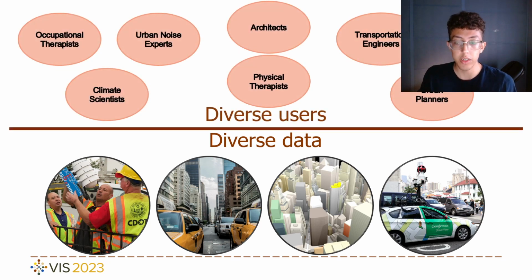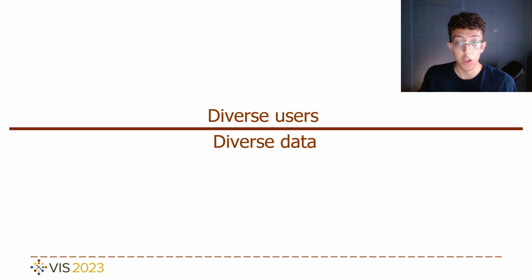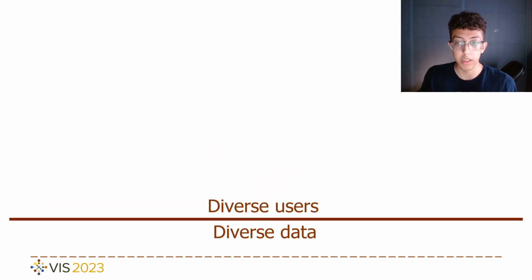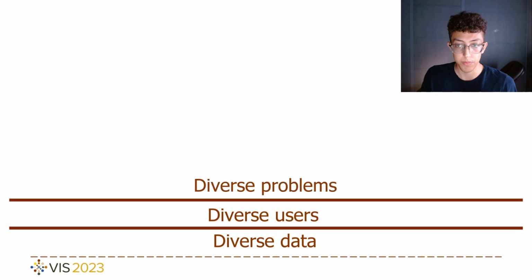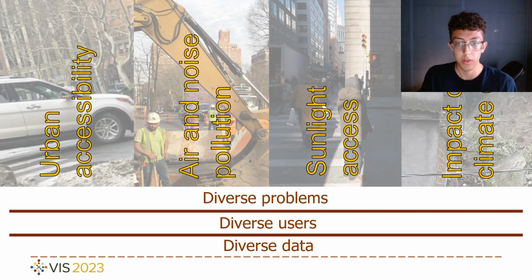Additionally, the diversity is also present on the user side. Different types of users with different backgrounds are interested in the data. All of that is made even more complex if we add the diversity of problems. Users might want to use the data to solve a variety of problems related, for instance, to urban accessibility, air and noise pollution, sunlight access, impact of climate change, and so on.